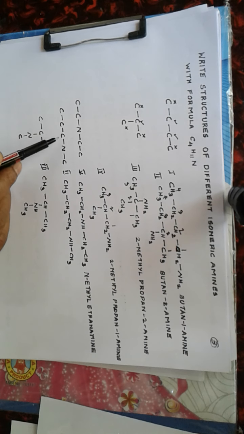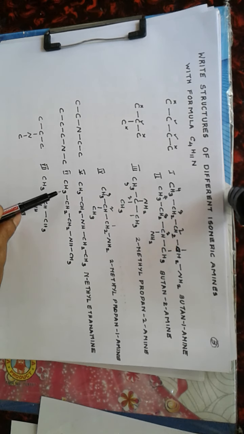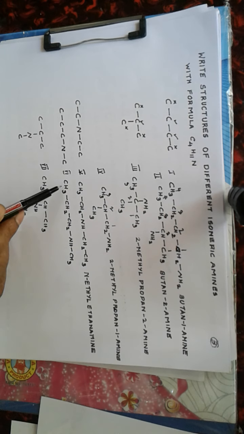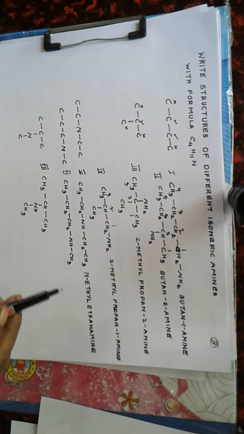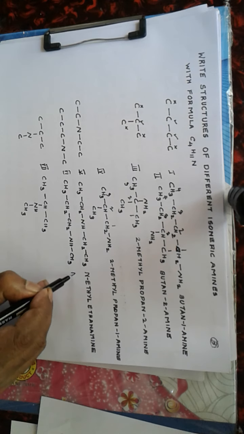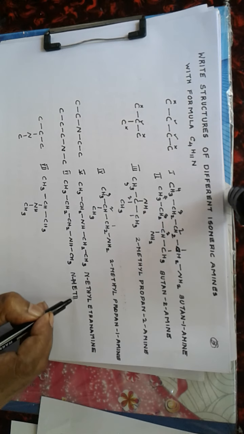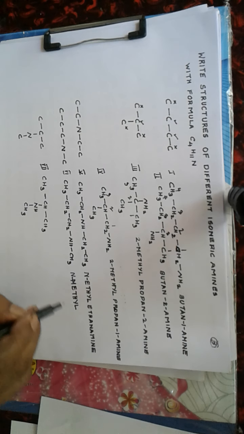When this particular arrangement is considered, the remaining valencies are connected to hydrogen. We get CH3CH2CH2NHCH3. Now here the longest alkyl chain is this one, and hence the parent is propane, so it is N-methylpropanamine.